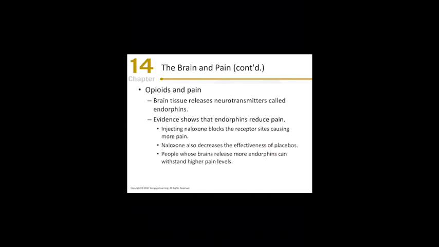Now, we know that there are neurotransmitters that are released in the process of trying to reduce pain. Endorphins are the neurotransmitters. They're endogenous, meaning that they're in our bodies. They're internal, right? As opposed to exogenous. So these endogenous endorphins are really important for our ability to manage our own pain.